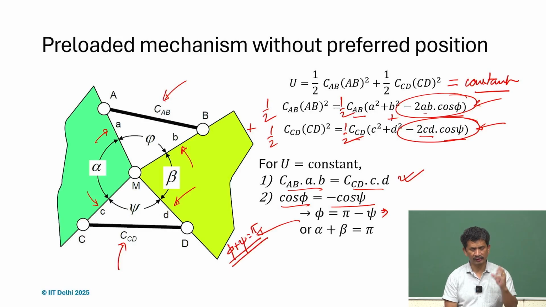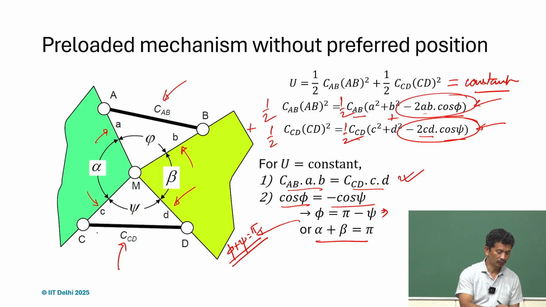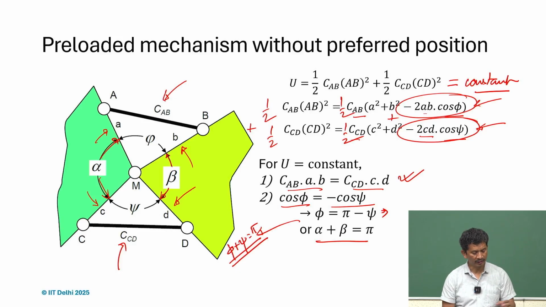So the sum of those two angles should be pi, because the total angle is 2 pi, right? So alpha plus beta plus psi plus phi is 2 pi, and if phi plus psi is pi, then alpha plus beta should also be pi. So if these two conditions are met, these two terms will cancel each other and we will be left with only the constant parameters.